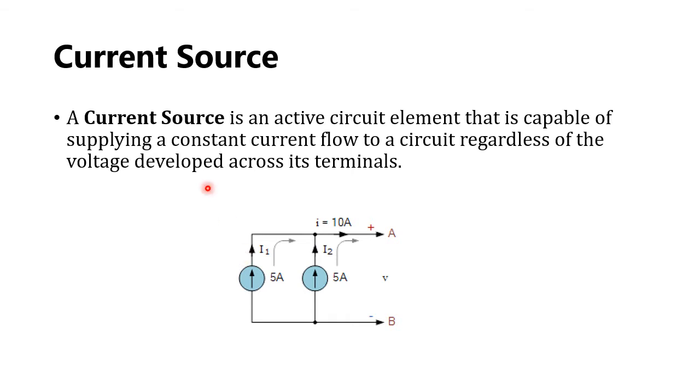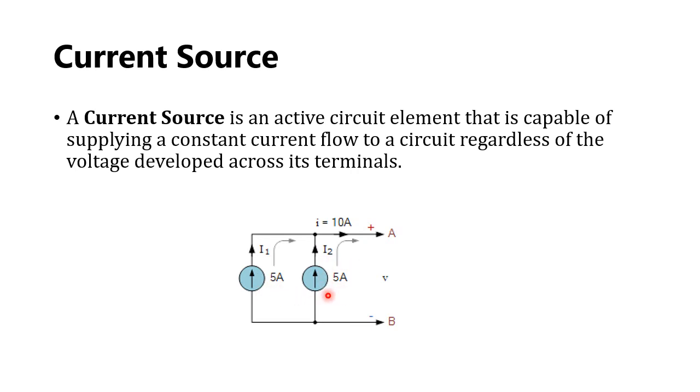Here it means the current source value will never change regardless of the voltage across its terminal. This 5 ampere will never change regardless of the terminal voltage. Whatever the terminal voltage is, this will be constant. It will never vary. It will be in constant form.